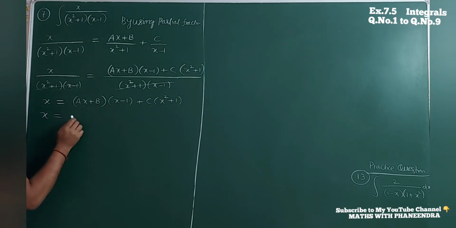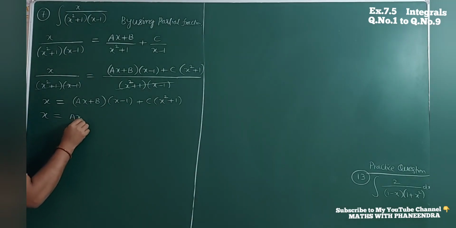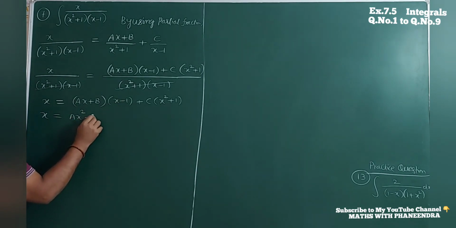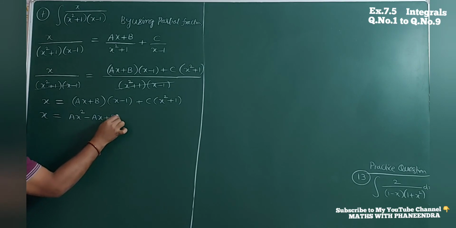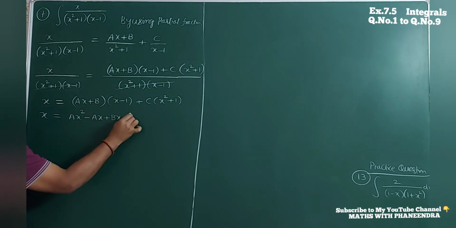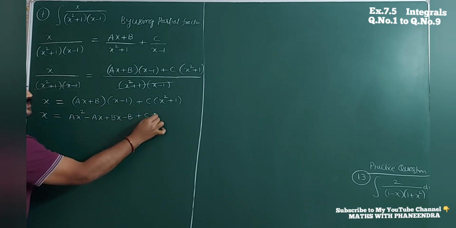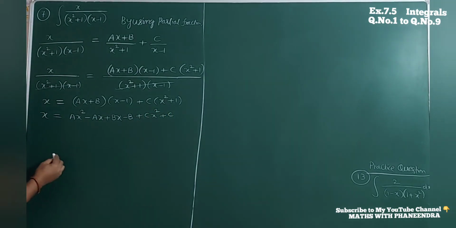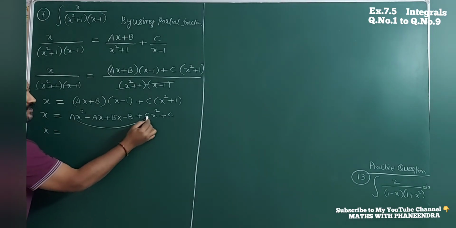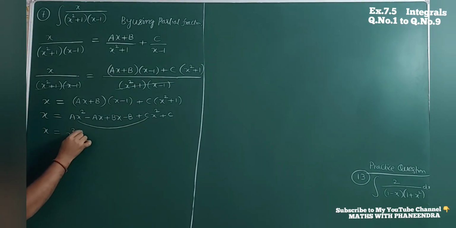Actual multiplication, ax into x is ax square, ax into minus 1 minus ax, b into x plus bx, b into minus 1 minus b, plus c into x square, cx square, plus c into 1, c. So x is equal to, from these two, x square take common, a plus c.